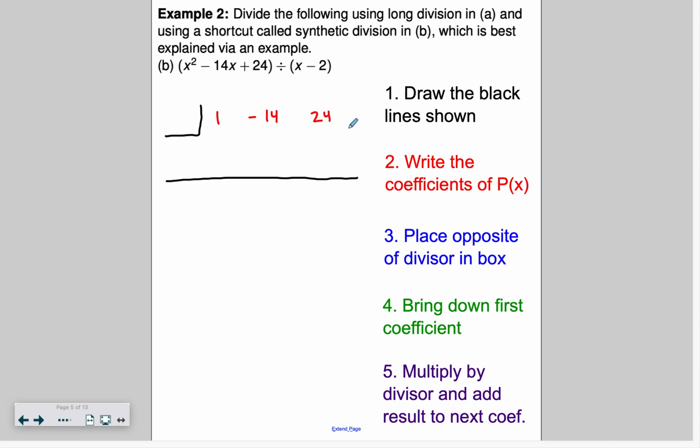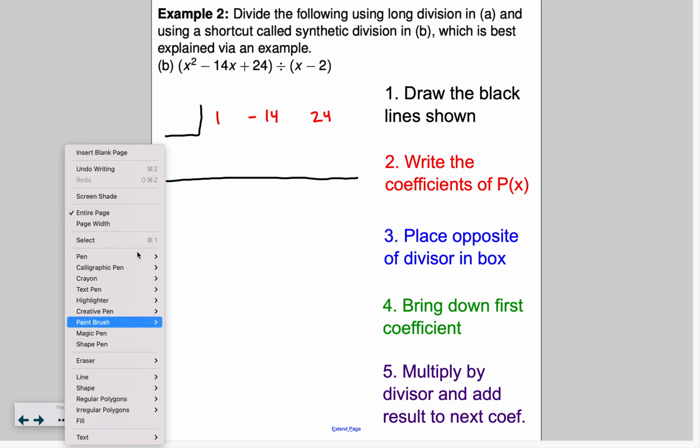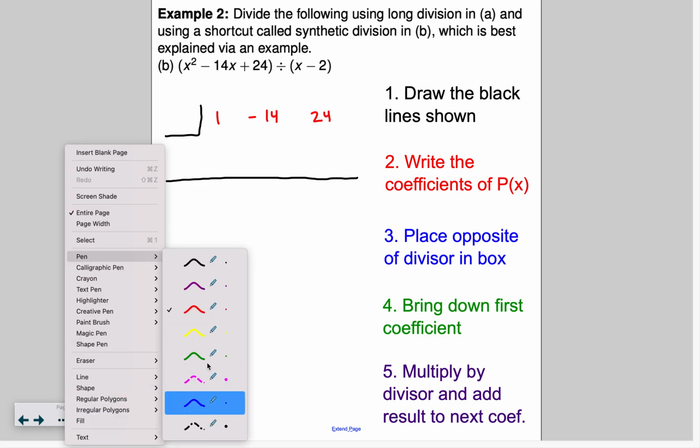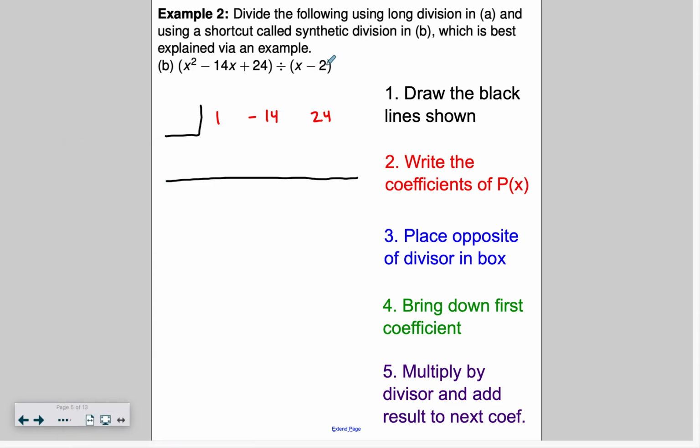Step 2 is to look at what you're dividing by. Take the number in the divisor, in this case negative 2, and figure out what that zero would be. That zero would be a positive 2. So you take the number that would be the associated zero for that divisor and put it in the box. I said the opposite of the divisor, but whatever works for you.